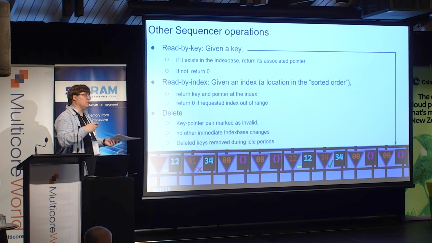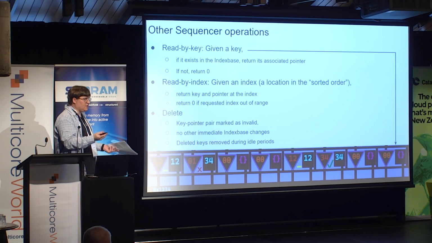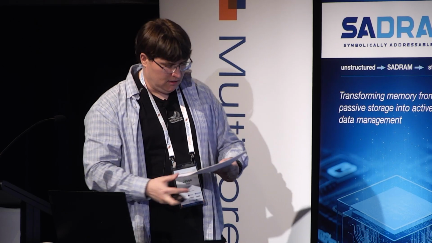So key deletion, we typically mark the data as invalid rather than remove it from the database because there's sort of upstream effects that can happen if you're deleting data out of the leaf nodes, if that has an effect on nodes that are higher up in the tree. So we mark the data as invalid, but only remove the data from the tree when SADRAM is idle.